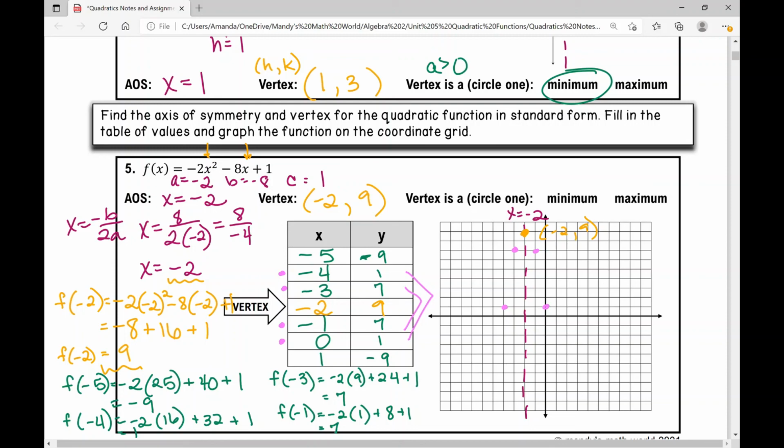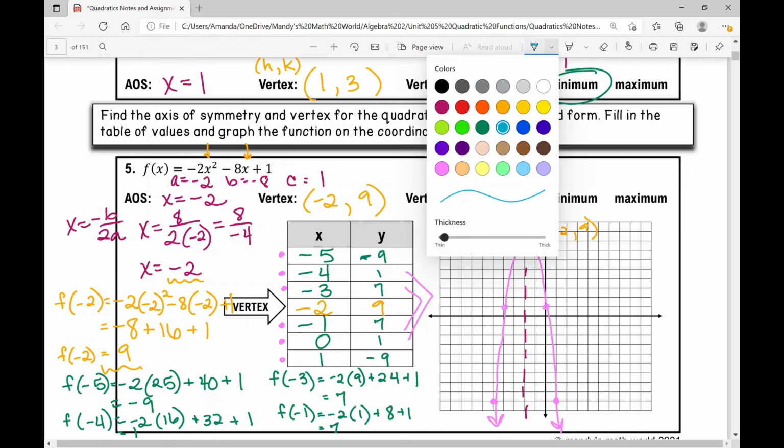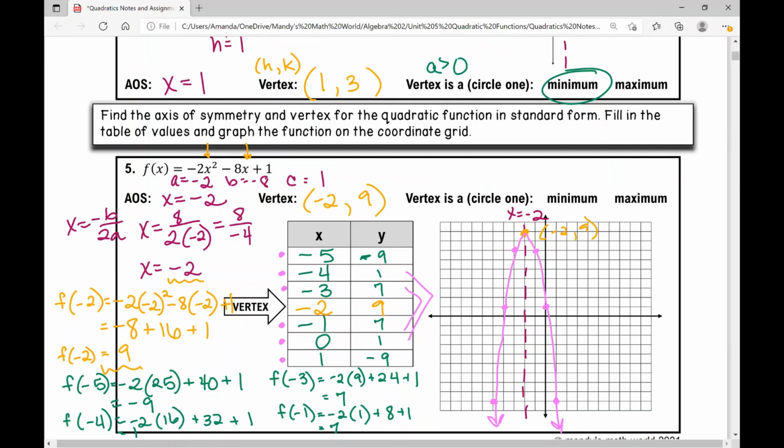Notice that our y values are the same right there. Now let's go 3 units to the left of my vertex, which is when x is negative 5, y is negative 9. When x is 1, y is negative 9. Do you see what's happening here? Whoop! And I can't really do this very well on this one. It kind of looks like a V, but what I want to show you is that axis of symmetry.